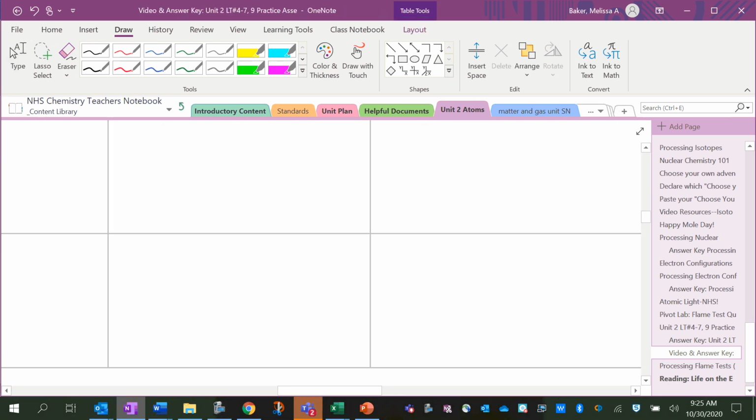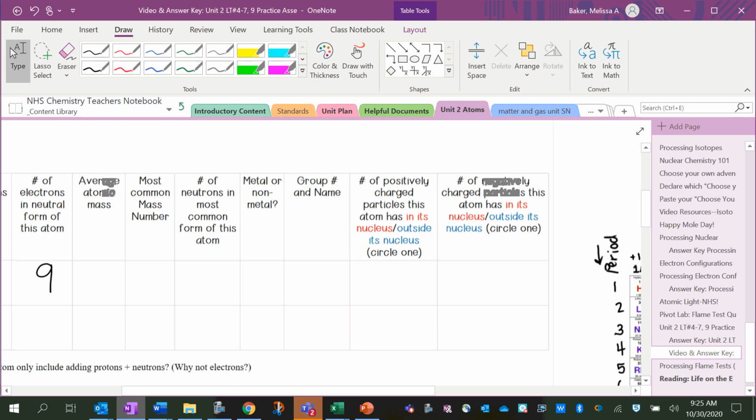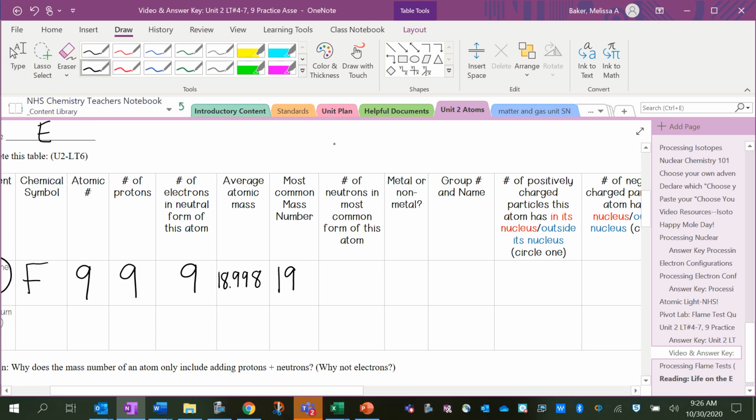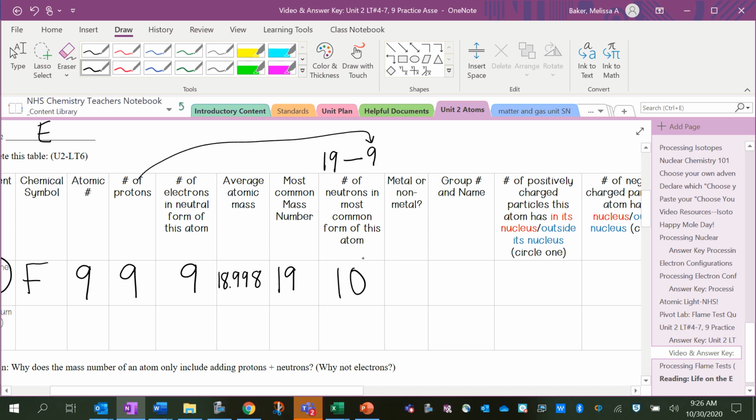18.998. Which means the most common mass number is 19 because that's the closest whole number. So to get the neutrons in the most common form of this atom, we do 19, which is the mass, minus the number of protons. That is equal to 10, the number of neutrons.